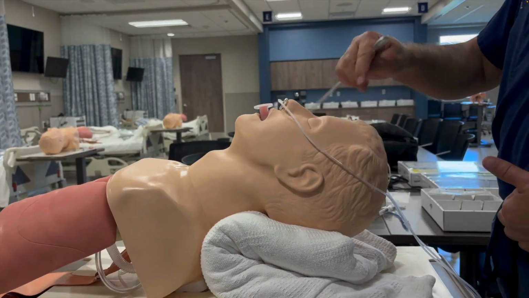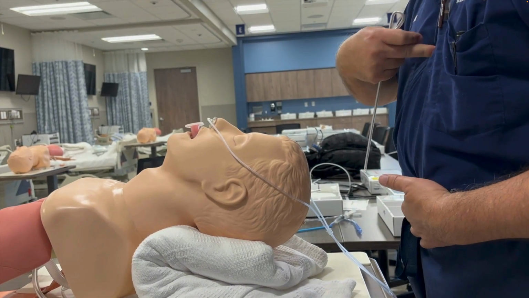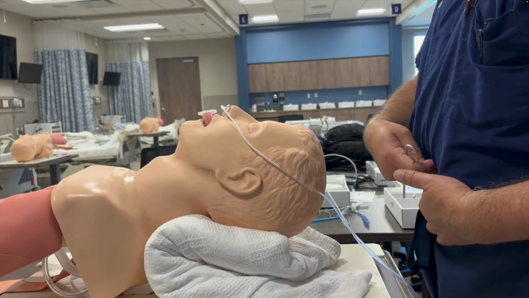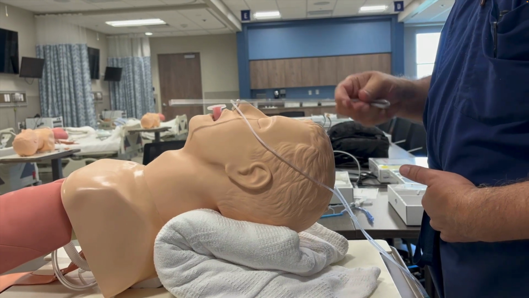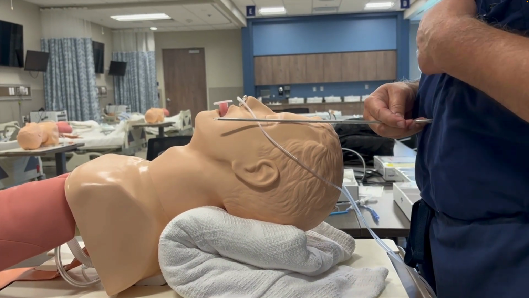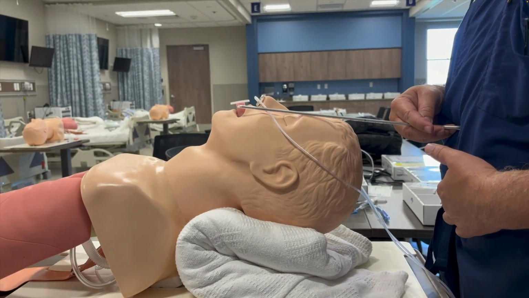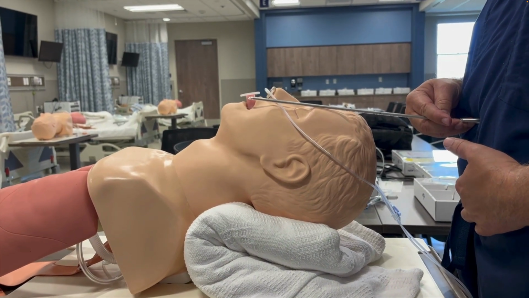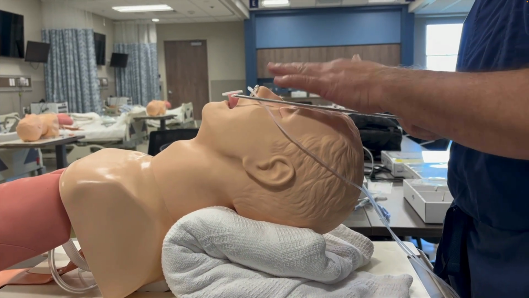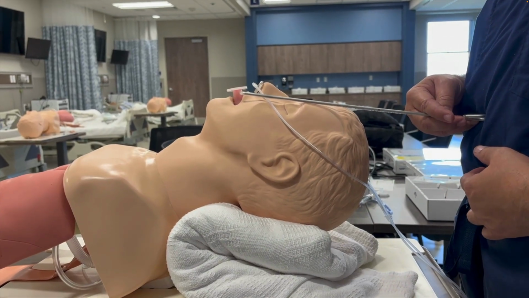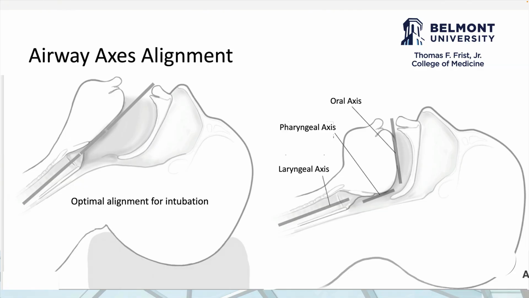Another thing that's important to recognize is that the best working space is for the plane of the face to be between the xiphoid process and the umbilicus of the operator. So in this case, here's my xiphoid, here's my umbilicus. So this is a really good or optimal working height for endotracheal intubation.